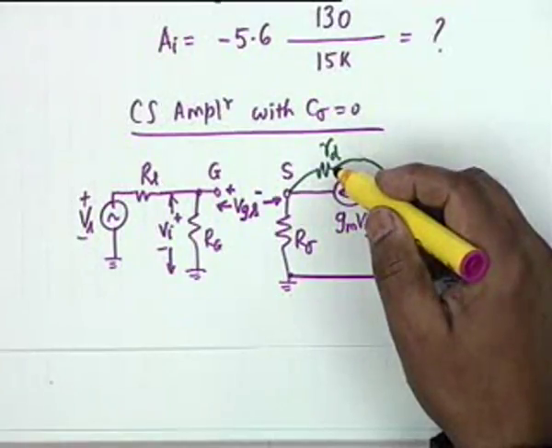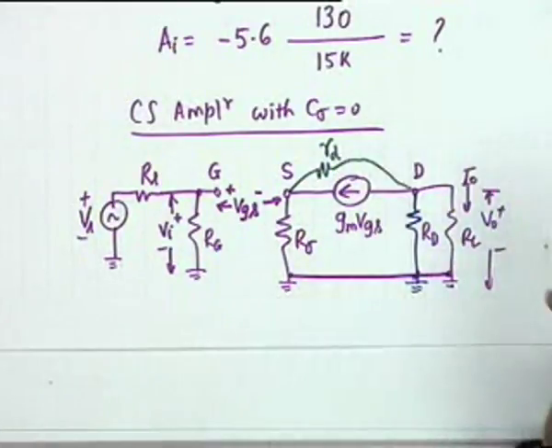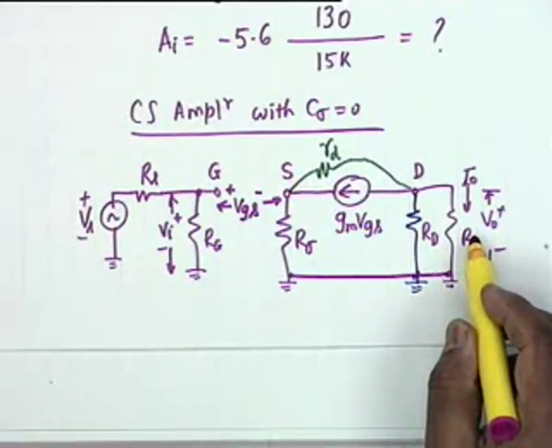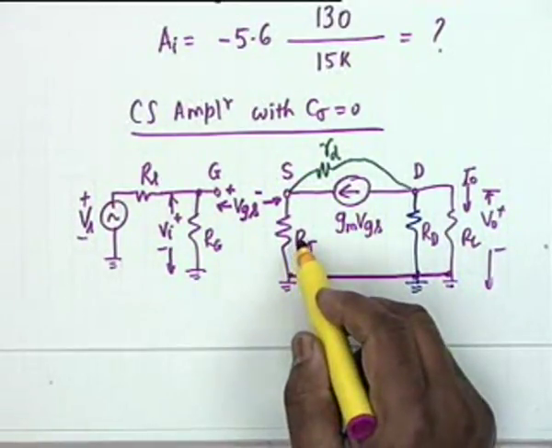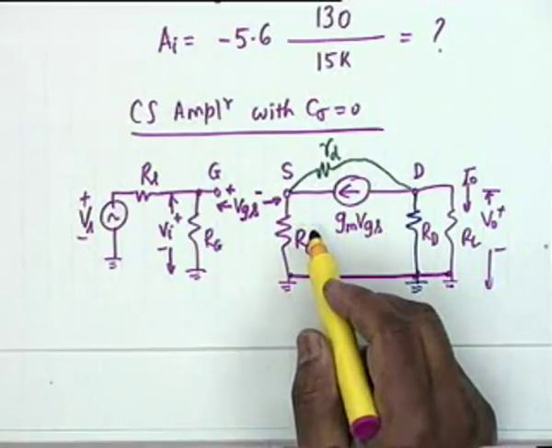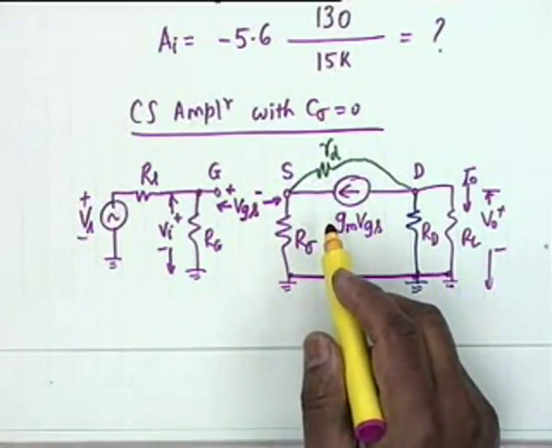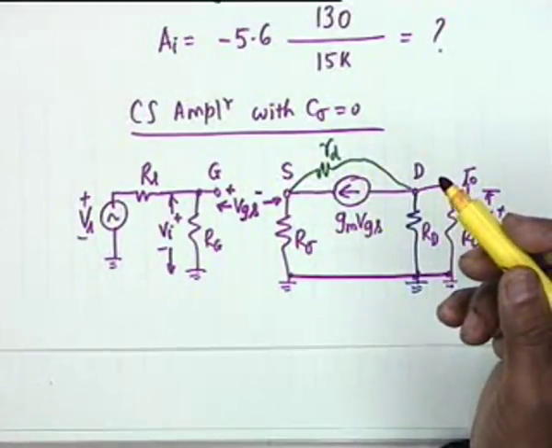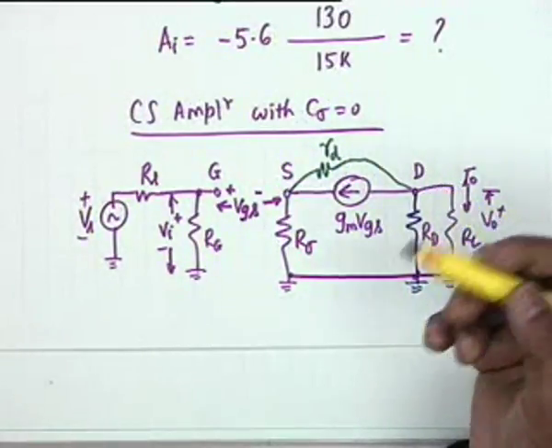Now, can we ignore the effect of rd in this case? rd was given to be 100K. The parallel combination of RD and RL is 7.5K and this is 15K. So the parallel path is 22.5K, approximately one-fifth of this path. So the current will divide into the same ratio, 1 is to 5. Is that clear? So how does gm vgs divide current into rd?